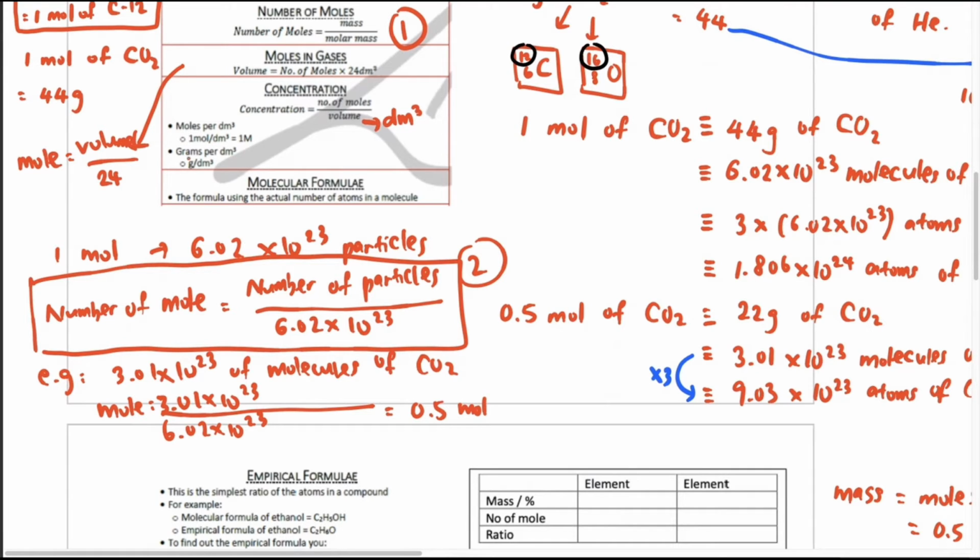We also have another unit to represent concentration, which is gram per dm cube. That means on the numerator, you don't use number of moles anymore. You use the mass in grams, then divide by the volume in dm cube. And then you get your concentration as gram per dm cube.